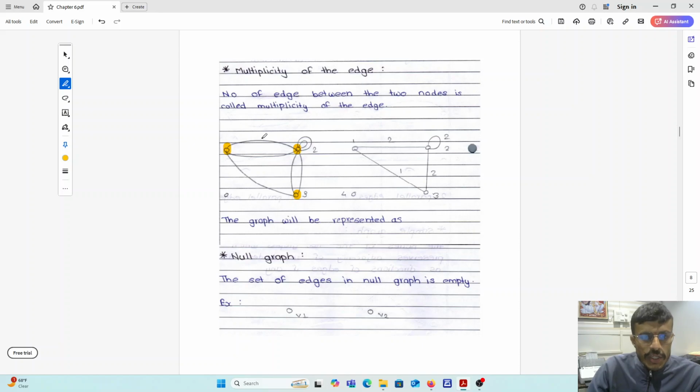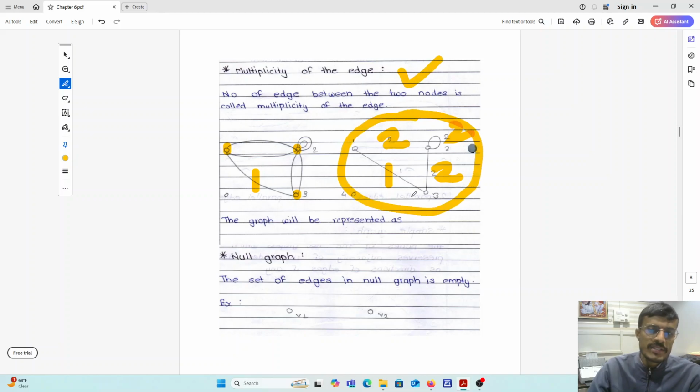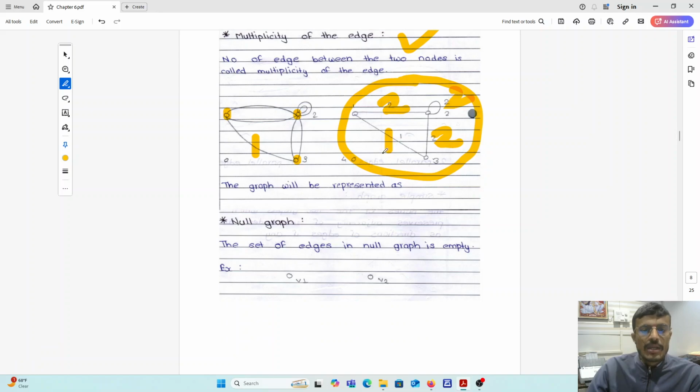So rather than showing all these edges and loops, between 1 and 2, as it contains 2 edges, we have directly written 2. Here 2 loops are there, written 2. 2 edges are there, written 2. And 1 edge is there, so written 1. So this is called the multiplicity of the edge. The graph will be represented like this. The original graph contained a number of edges. Rather than representing the edges individually, we have represented them by this number, which is called the multiplicity of the edge.